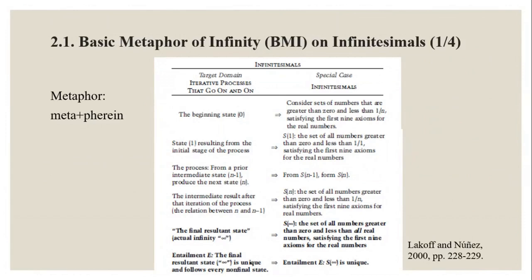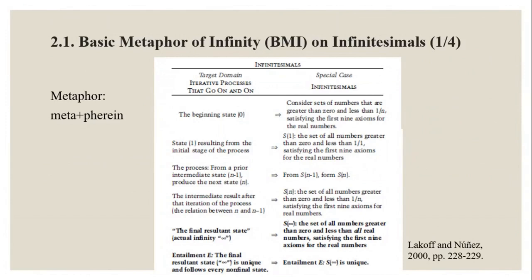You don't need to read the whole thing here. The basic idea is this. We have a beginning state, zero, and then we have a process. In this case, we are doing a division. And then we are doing this infinitely many times, and at the end we have a final resultant state. These final resultant states are at the bottom of the chart.